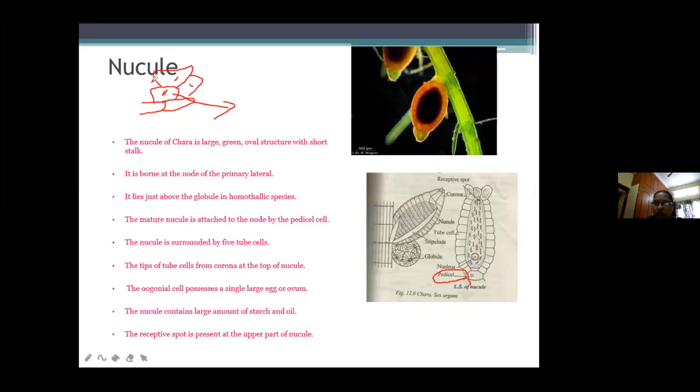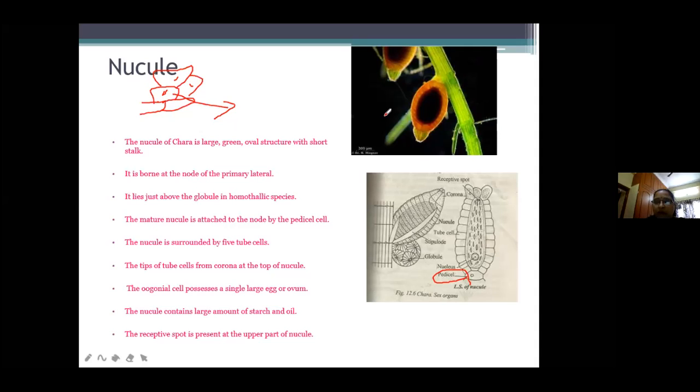How is the pedicel formed? The nucleus develops from peripheral initials which divide to form a row of 3 cells. In the oogonium, I will explain later, only 2 cells form, but here how many cells form? 3 cells form. Of the 3, the basal cell does not divide. Any basal cell you take is not divided; it goes on to form a pedicel.